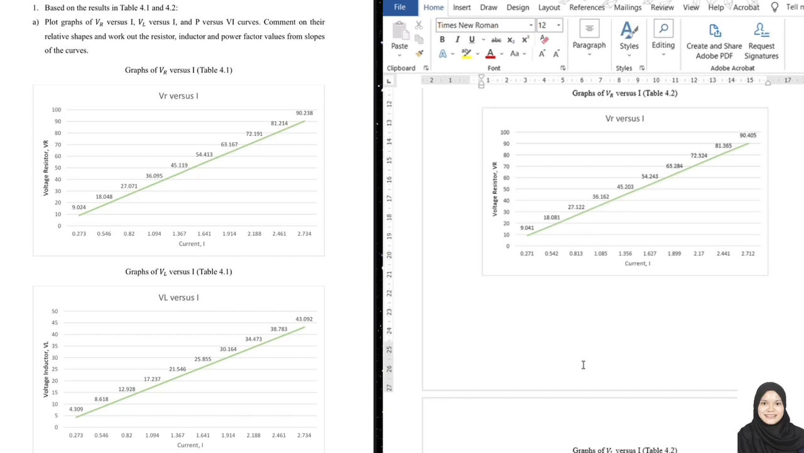Today I'm going to explain to you about activity number 3, where there are two questions. For question number 1, we have to plot the graph of VR versus I, VL versus I, and P versus I. So the first thing I need to do is the graph for VR versus I.